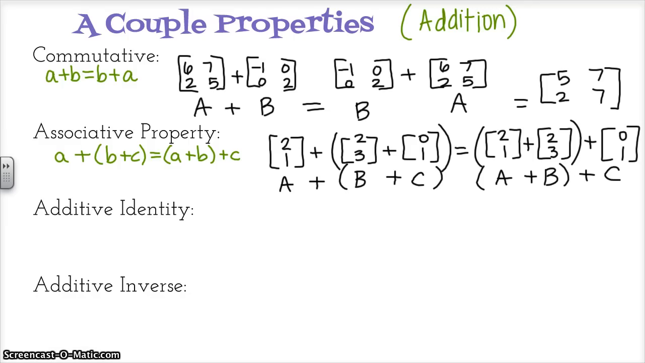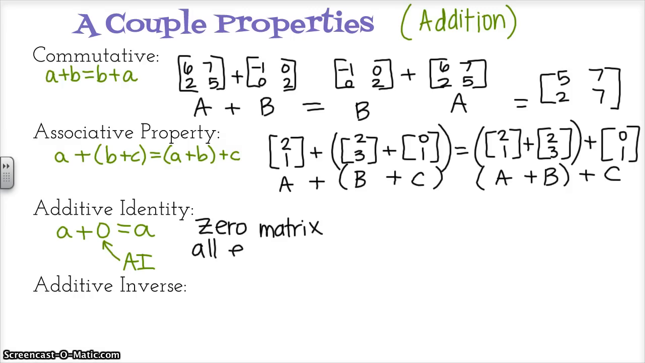Additive identity. In terms of numbers, any number plus 0 equals the number. Oh, whoops, my bad. Got the board freaking out. Okay, so 0 was the additive identity. In terms of matrices, the additive identity is the 0 matrix. It's a matrix where all entries are 0. Like, how cool is that?